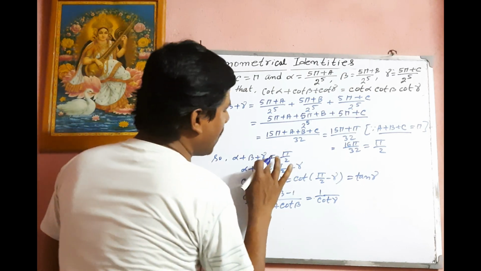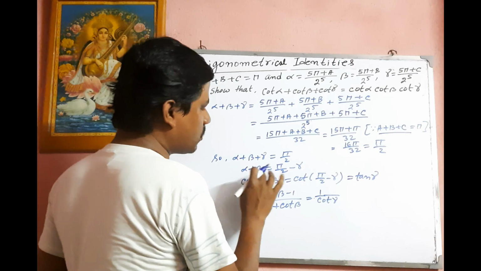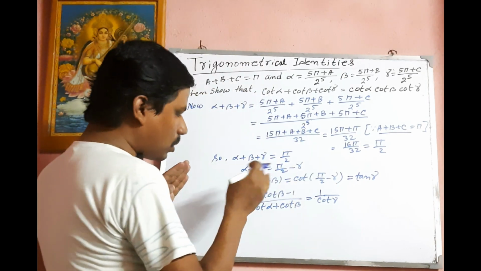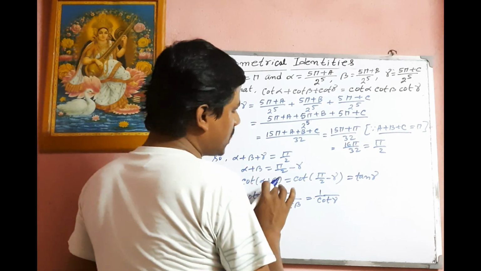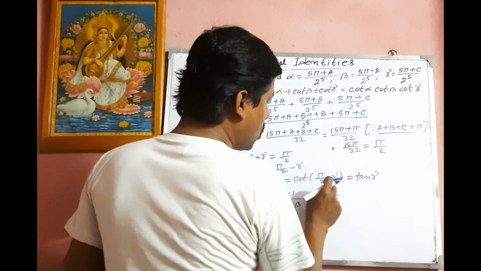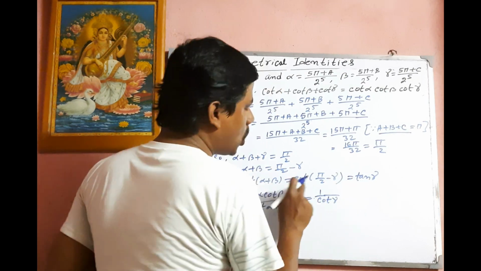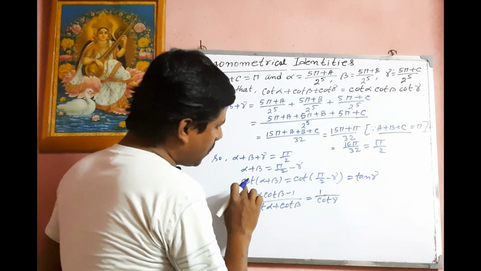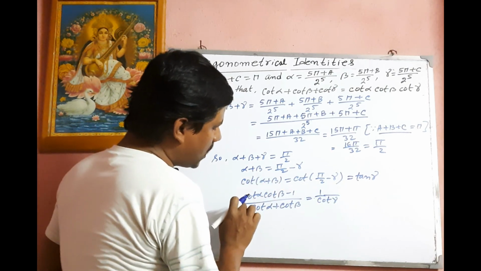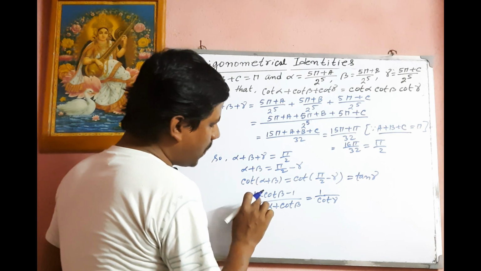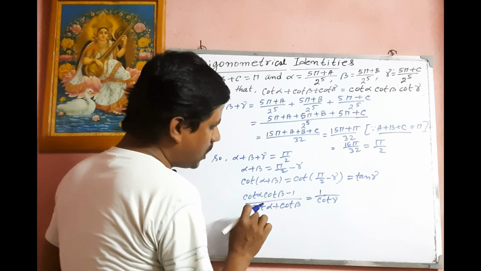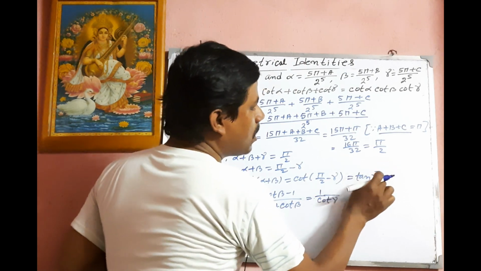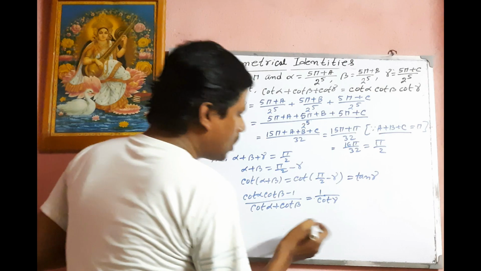If we shift gamma to the right side, then we get alpha plus beta is equal to pi by 2 minus gamma. Taking cot on both sides, we get cot of alpha plus beta is equal to cot of pi by 2 minus gamma, and we know that cot of 90 minus theta is equal to tan theta. Now using the formula of cot of alpha plus beta, we get cot alpha into cot beta minus 1 divided by cot alpha plus cot beta, and this will be tan gamma, which is equal to 1 by cot gamma.